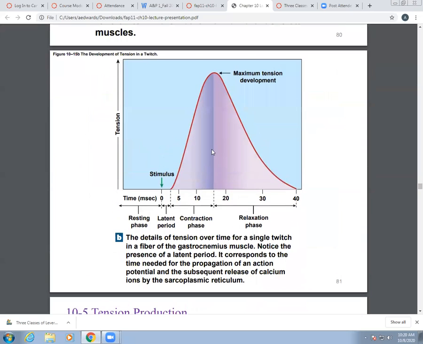All right, so here's a classic graph, or myogram, tension over time. So here's your resting phase, which happens before the stimulus. And you get a stimulus before any contraction happens, that's the latent period. Once contraction happens, you're in a contraction phase till you get to peak or maximum tension development. And then when the tension decreases, you're in the relaxation phase.